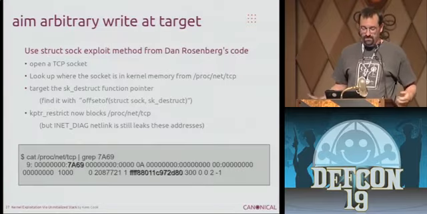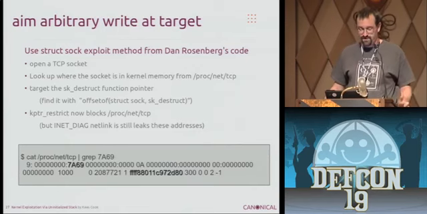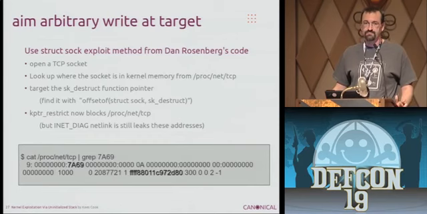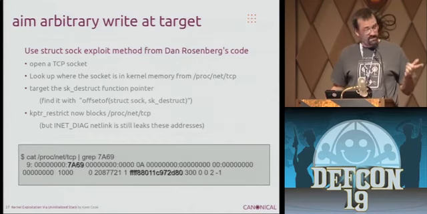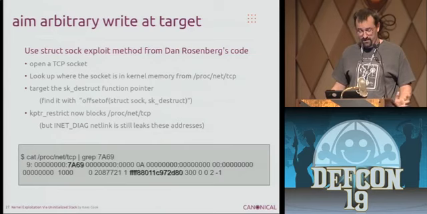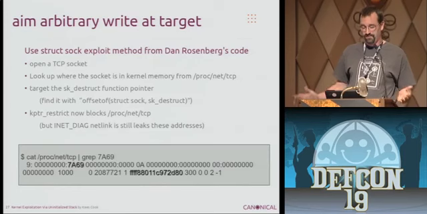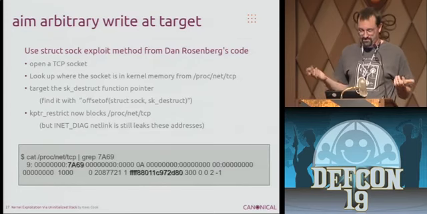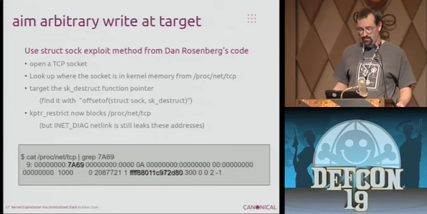I used the sock struct exploit from Dan Rosenberg's code recently, and you basically open up a socket and it shows up in /proc/net/tcp. In bold is the first, the port that I'm listening on in hex, and the other bold value is the actual kernel location of the socket that you need to target. So you just ask the kernel nicely for what you want to overflow, or overwrite rather.